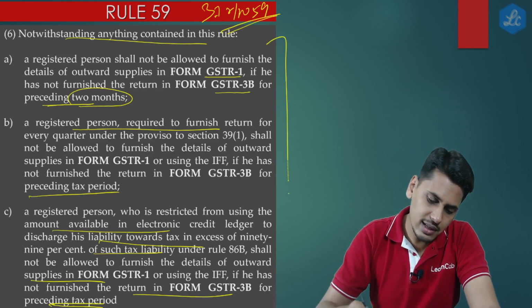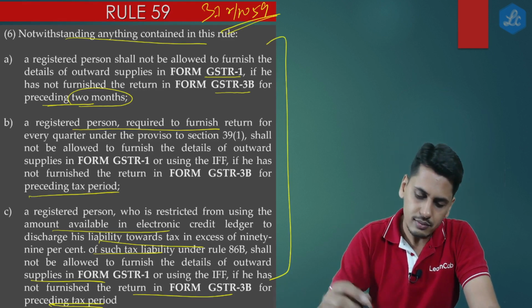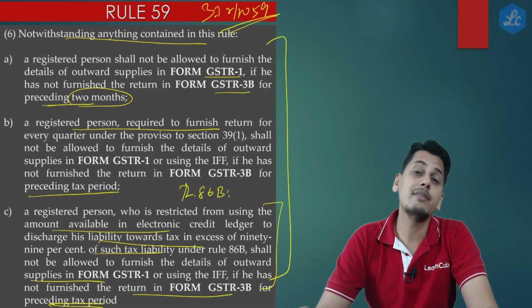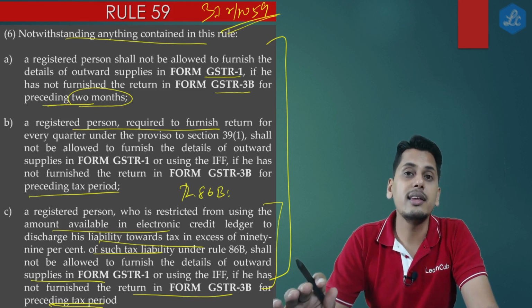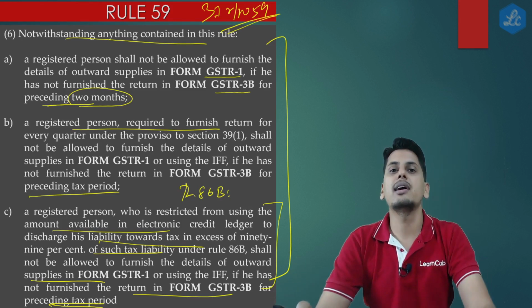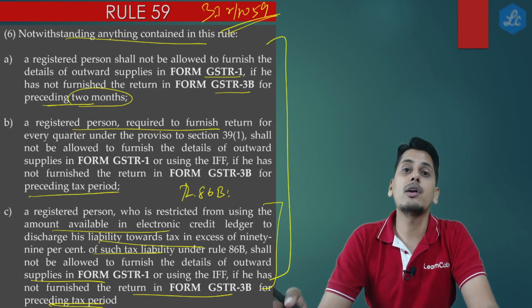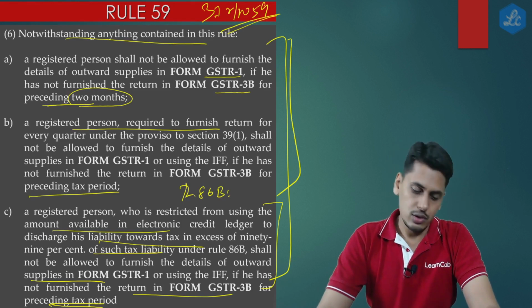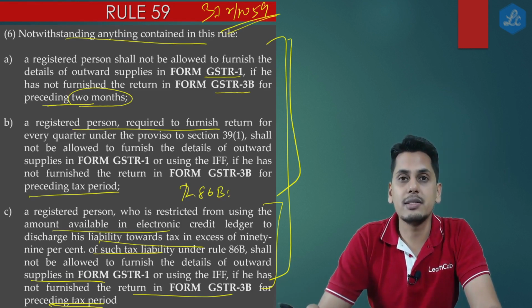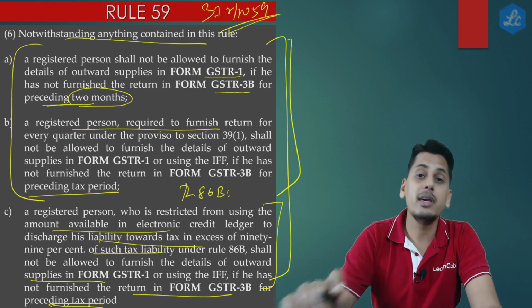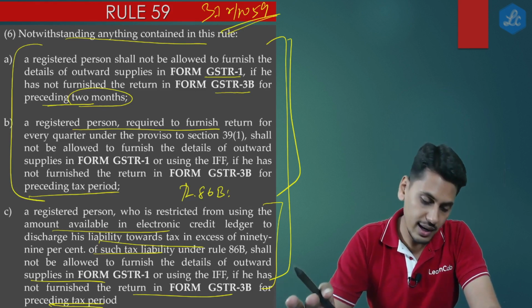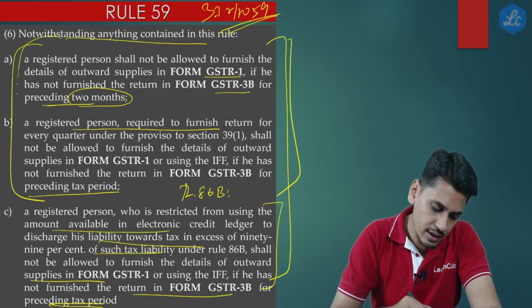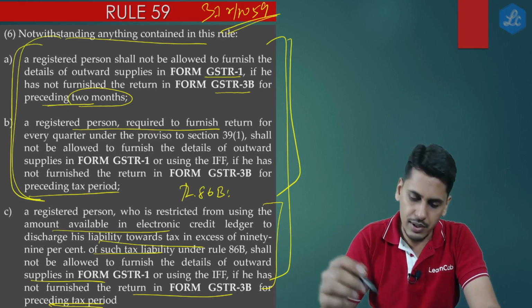So friends, what is the difference between A, B and C? The third point is wherever Rule 86B is applicable, if for the preceding one tax period 3B is not filed, GSTR 1 or IFF is not going to be allowed. What is this A and B saying? When C is specific about 86B being applicable, it means A and B are silent about 86B. So we can take an inference that A and B are cases where Rule 86B is not applicable. Wherever Rule 86B is applicable, it is C.